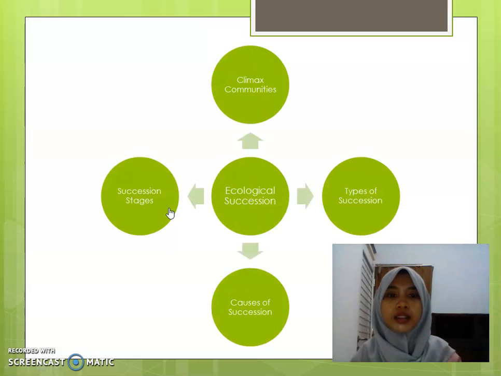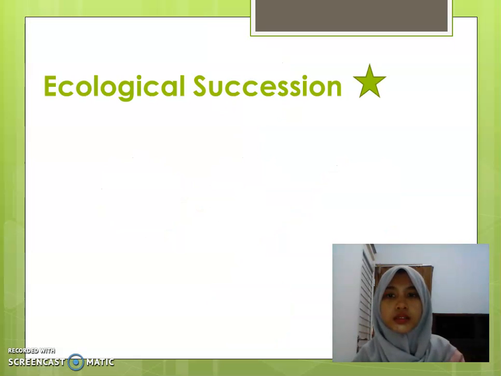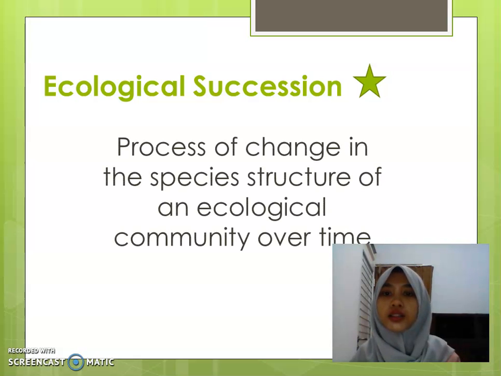This is the subtopic of my presentation. First, we will discuss what ecological succession is. Ecological succession is a process of change in the spatial structure of an ecological community over time. The time scale can be decades, for example after a wildfire, or even millions of years after a mass extinction.